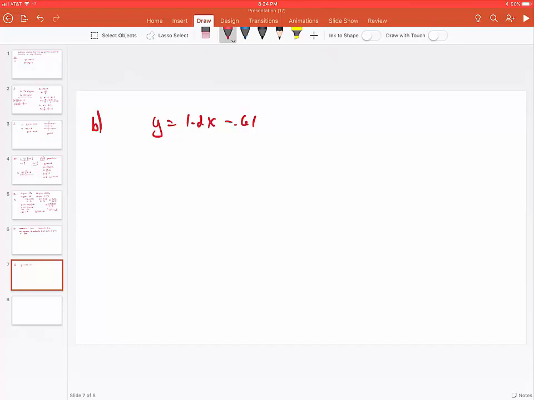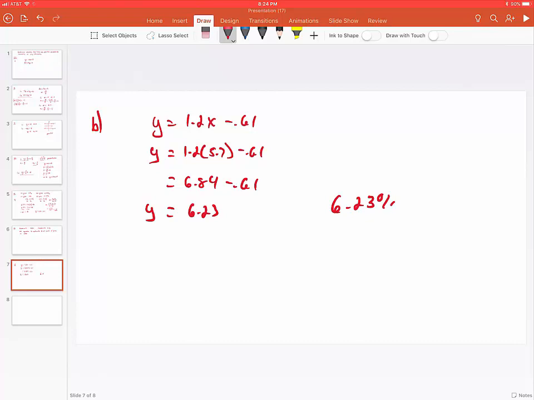And so what they're asking us to do is use the equation from part A to estimate a 30-year fixed rate if the 15-year fixed rate is 5.7. So what we're going to do is go ahead and plug in 5.7 to solve for y. So 1.2 times 5.7 will give us 6.84 minus the 0.61. And so the answer we get is 6.23, or 6.23% for part B.